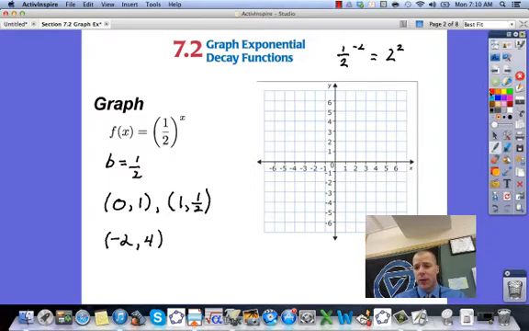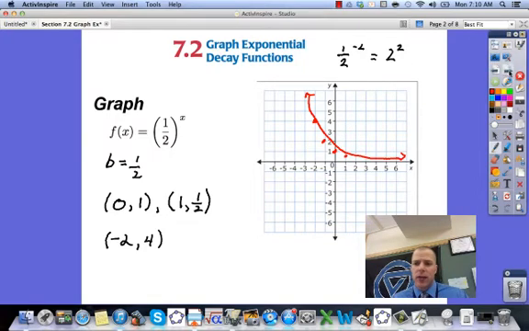Now we can just plot our points. We know that the x-axis is our horizontal asymptote, so we have 0, 1, 1, 1.5 right here, and -2 would be 4. If we plug -1 in, that would just give us 2. So we're going to go ahead and try to sketch this function as best we can. We're above the axis. That's our sketch. All real numbers is the domain, y is greater than 0 is the range.